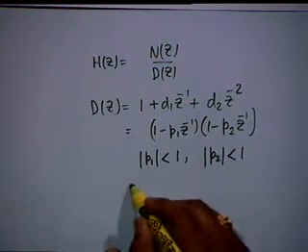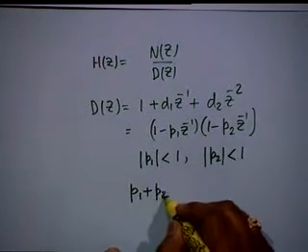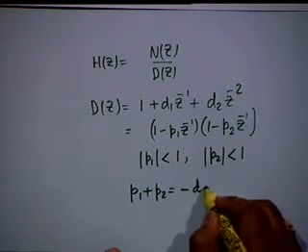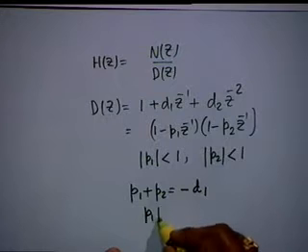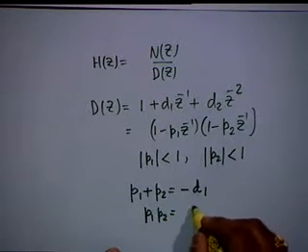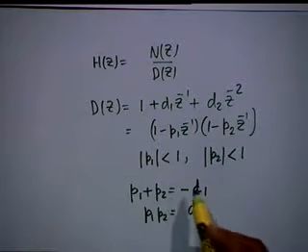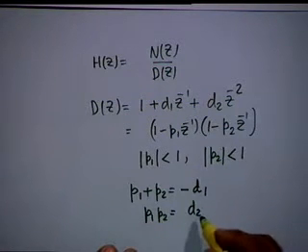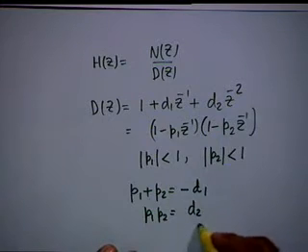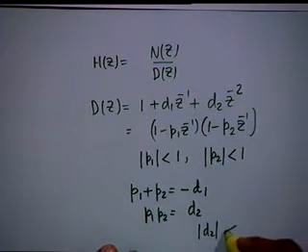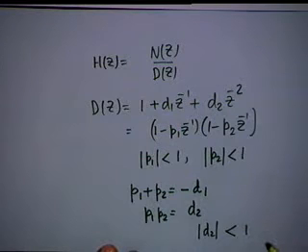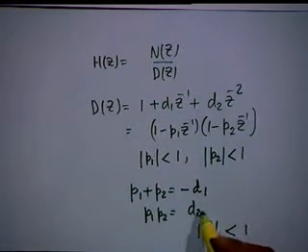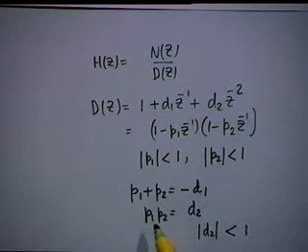And if we write in this form, obviously p1 plus p2 shall be equal to minus d1 and p1 p2 shall be equal to d2. Now, for stability, since p1 and p2 both have to be less than 1 in magnitude, therefore the magnitude of d2 should be less than 1. Agreed? Because the magnitude of d2 is simply the product of the magnitudes of p1 and p2. It should be less than 1.